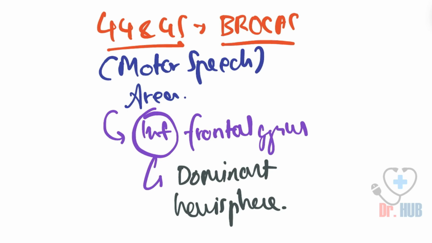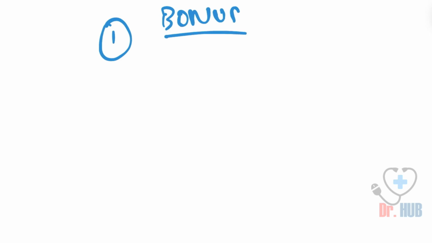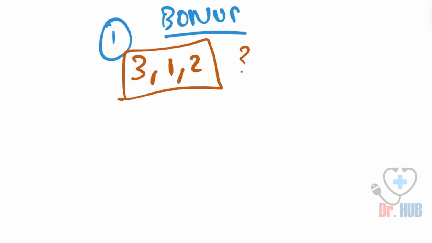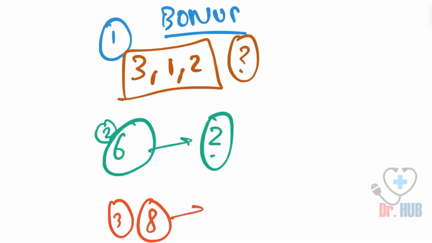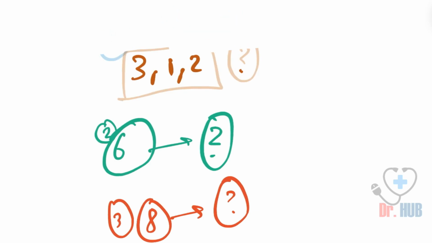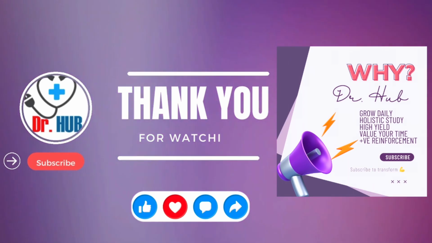So now some bonus questions. These bonus questions can be answered in the comments. The first question we want to ask is, what are areas 3, 1 and 2? What is it called and where is it located? Next question is area 6. Where is area 6 located and what is it called? Then we move on to area 8. What is area 8? Where is it located and what is its use? So these questions can be answered in the comments.